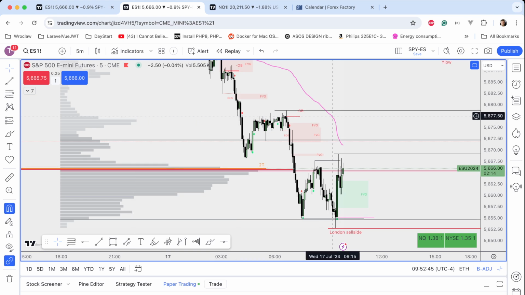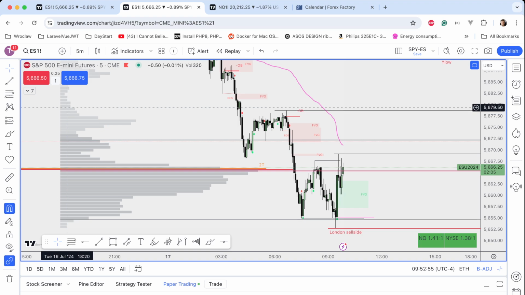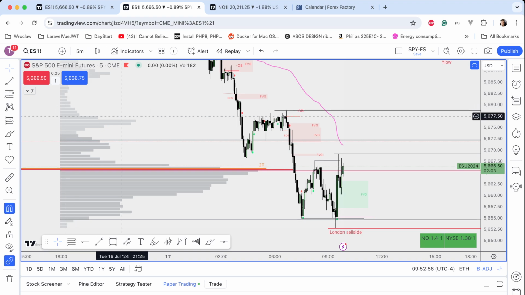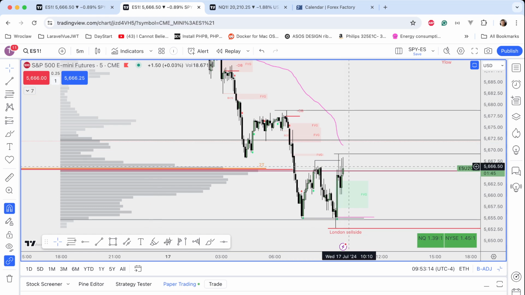Yes, they could push through this, but I would not count on this, because there's not a lot of liquidity here when you look at it. So 76. Okay, 7 minutes. Let's see what they're gonna do now. See how they're approaching this, making new highs, immediately selling.